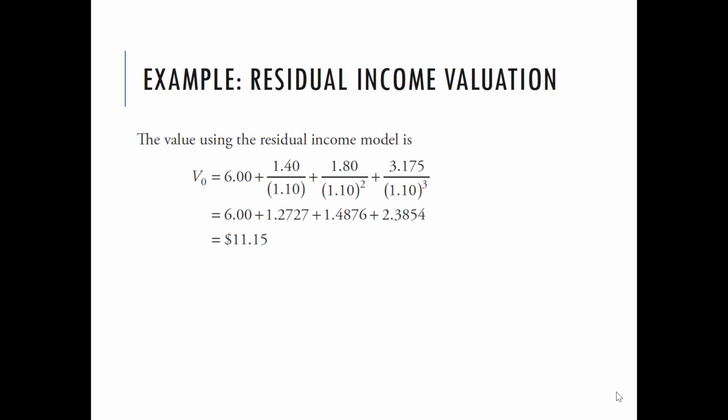Again, the big difference between this and the cash flow model is that we take the beginning book value as our starting point and then add the present value of our future residual income. So for example, the year 2 residual income of $1.80 per share, we divide by 1.1 to the power of 2 because it's in year 2, and we bring it back to the present value, and so on. We sum the present values of all of these streams together with the beginning book value, and we get the value per share of $11.15.